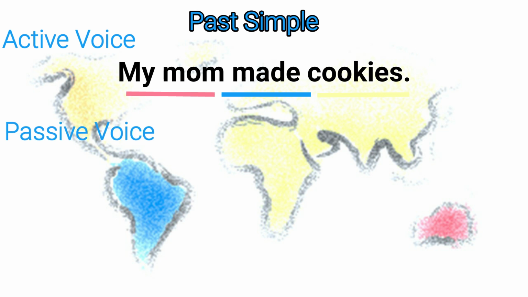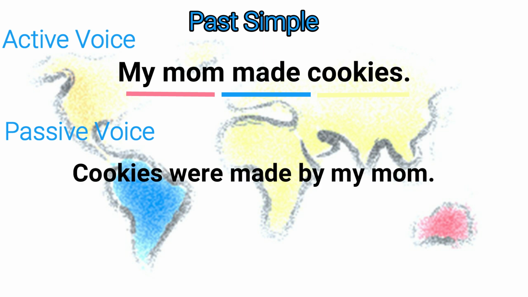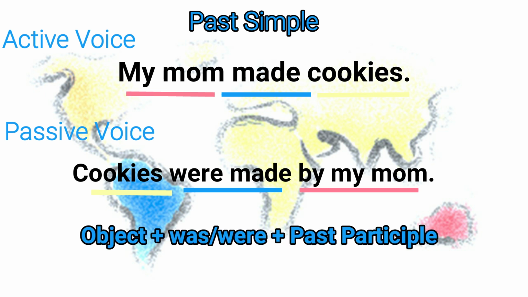To change this particular example in the past simple tense to the passive voice, I will move my object cookies to the subject place, conjugate the verb to be in the past simple, in this case plural were, follow it by the past participle made, and I can finish my sentence with by my mom, referring to the person who did the action. To create sentences in the passive voice with the past simple tense, I will start my sentence with object followed by was or were and use my past participle.